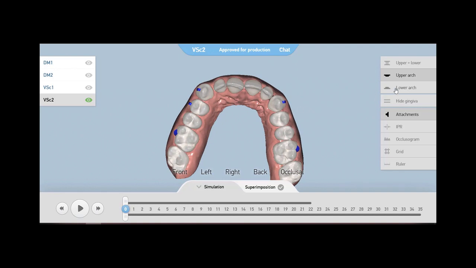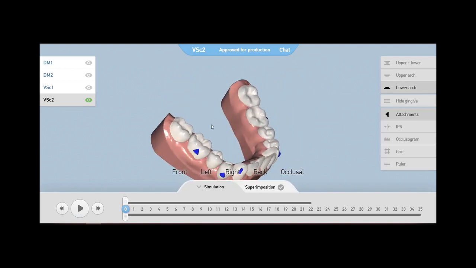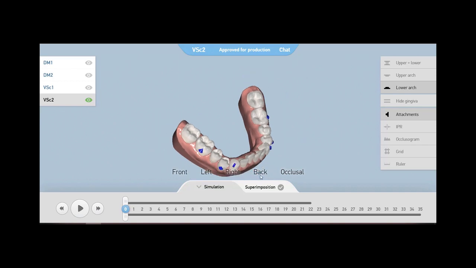At the same time, when we speak about lowers here, we might consider some IPR, and especially when we see the rotations or teeth disposition like here.